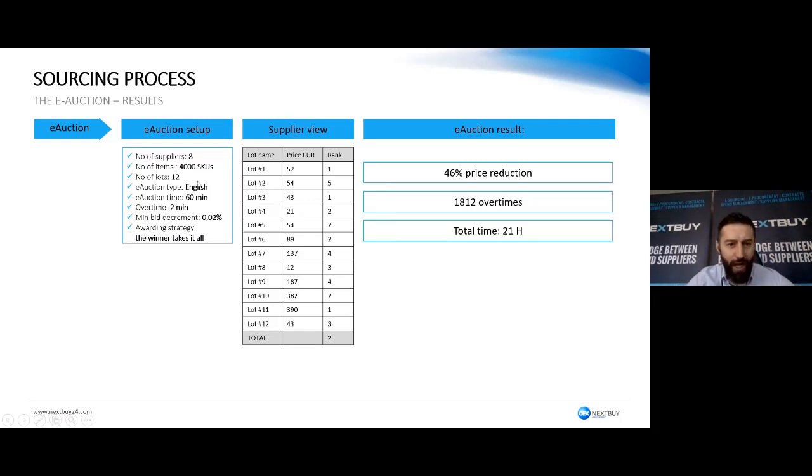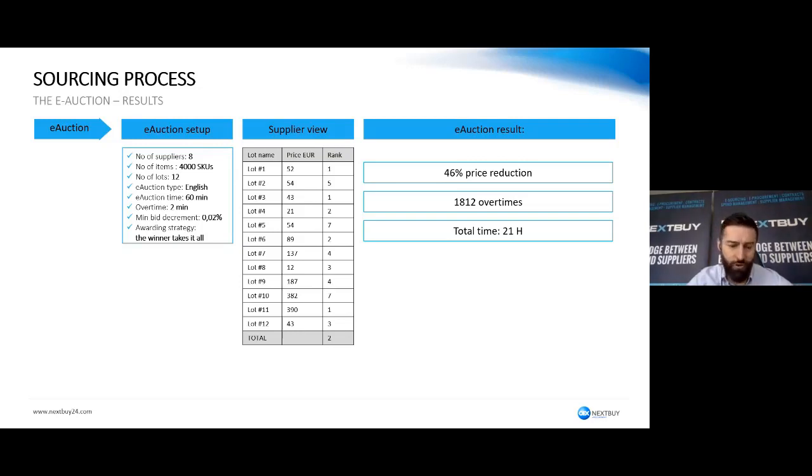So we had 8 suppliers, 4,000 SKUs. We divided those 4,000 SKUs into 12 lots, because you cannot manage it otherwise in the e-auction system. It was an English e-auction, 60 minutes. This is in the middle of the screen: you see what the suppliers were able to see. They saw all the 12 lots, the unit, the price, and the rank. And the outcome of the auction was 46% savings, and we had 1,800 overtimes.